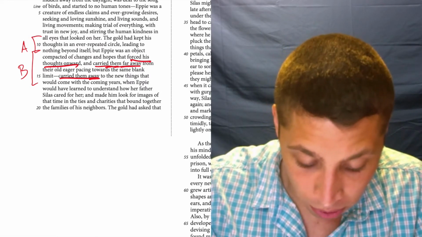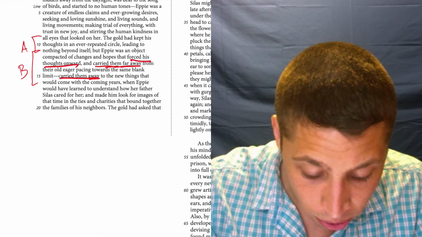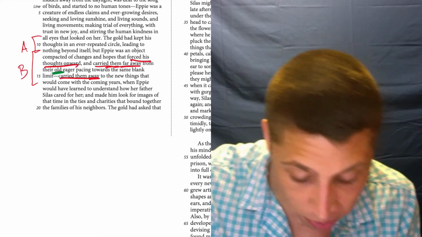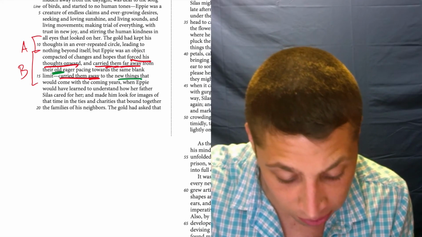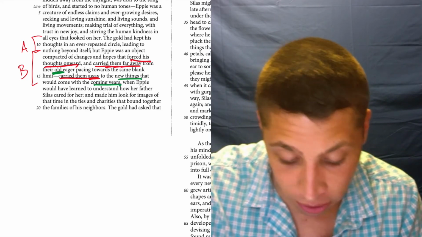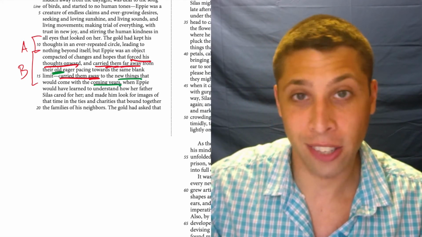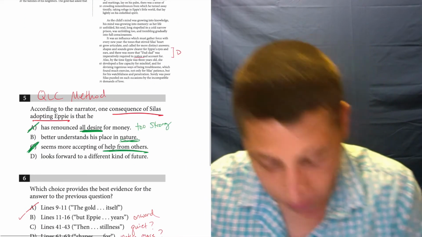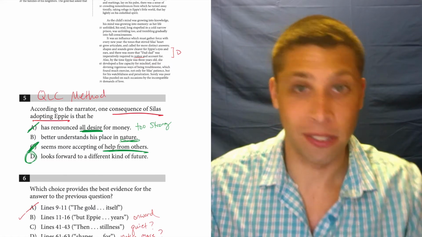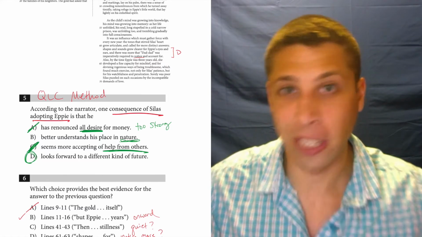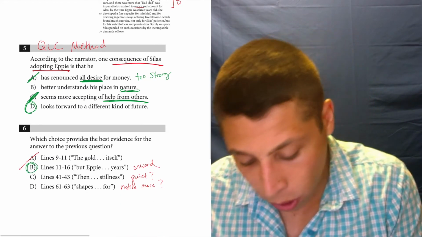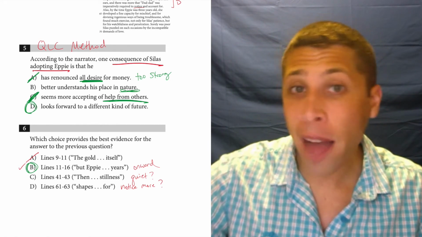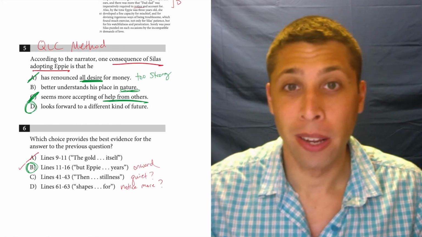His hopes are forced onwards. He's carried away from the old way of doing things toward the same blank limit, the camera to the new things that would come in the coming years. Like, oh my gosh, it's basically saying future without using the word. So this is definitely the answer. His thoughts are carried onwards. He's thinking about the future. That is 100% it.